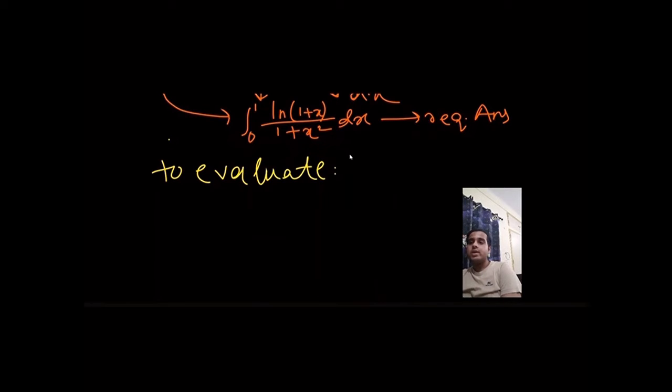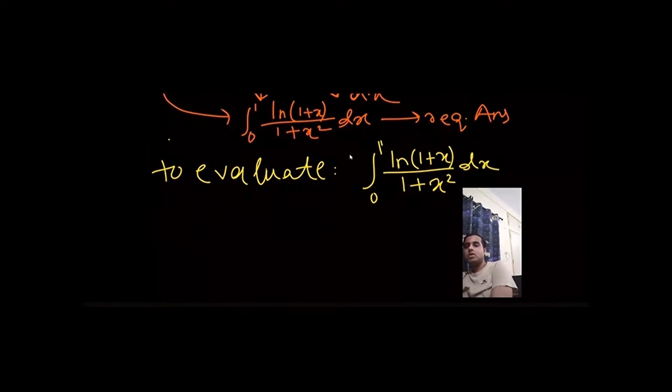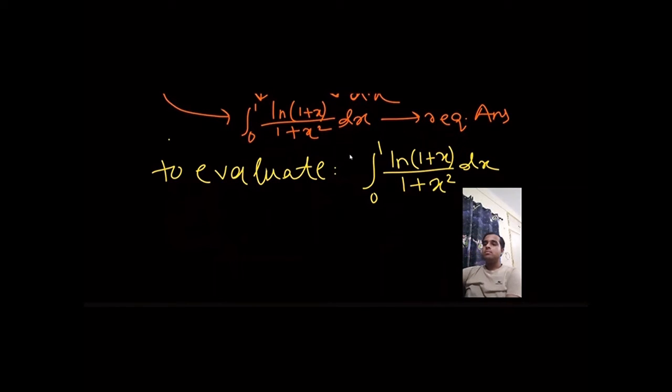So our main target is to evaluate the integral of the function natural log of 1 plus x divided by 1 plus x square, with respect to the variable x, from 0 to 1. Okay, so this is now our aim. We need to solve this.